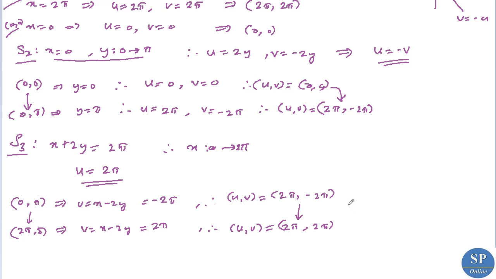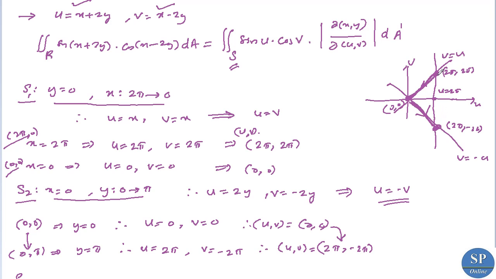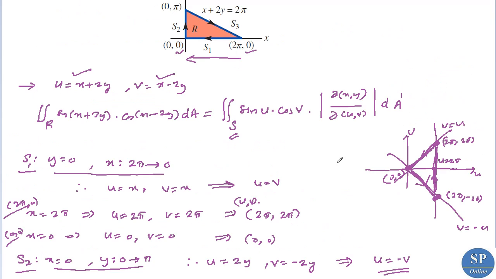Okay, so 2 pi, minus 2 pi, so that means this is that point, minus 2 pi is this point, and 2 pi is this point. So this line is the image of S3. This is the image of S1, let it be S1 dash, this is S2 dash, and this is S3 dash. So the image of S1 is this line S1 dash, the image of S2 is this line, and the image of S3 is this line.